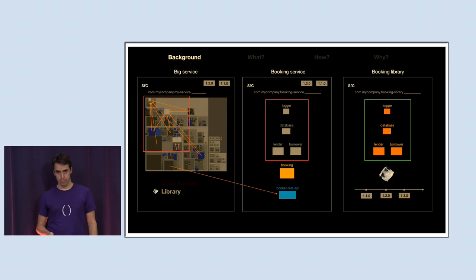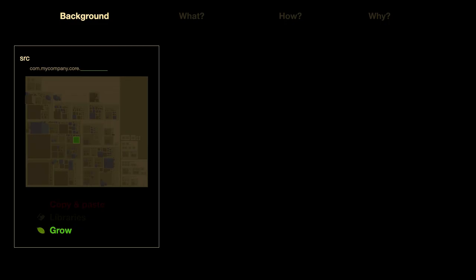So what if we could grow the code instead? What if we could start a project by adding small building blocks, one at a time, and kind of grow them one at a time? And what if we could work with all our code from one place and get that nice feedback loop? That would be really great.